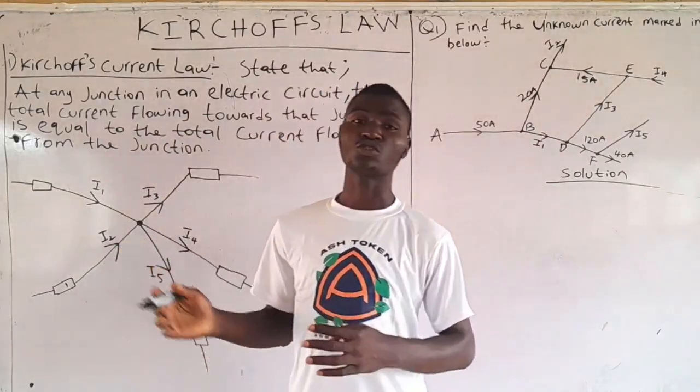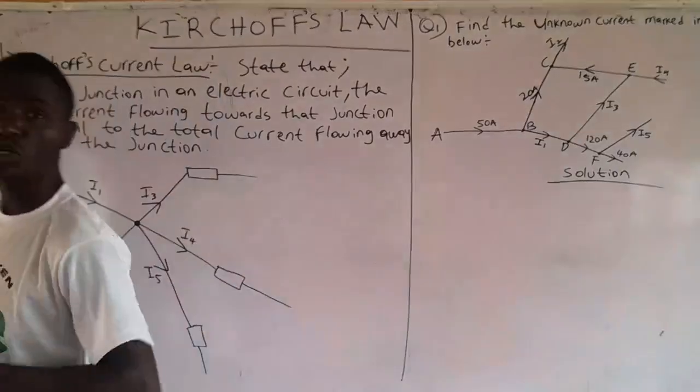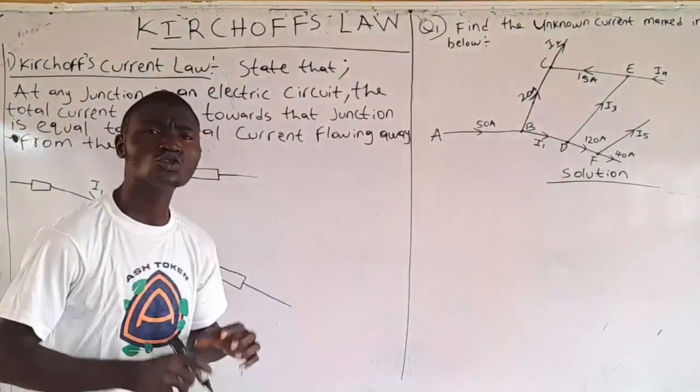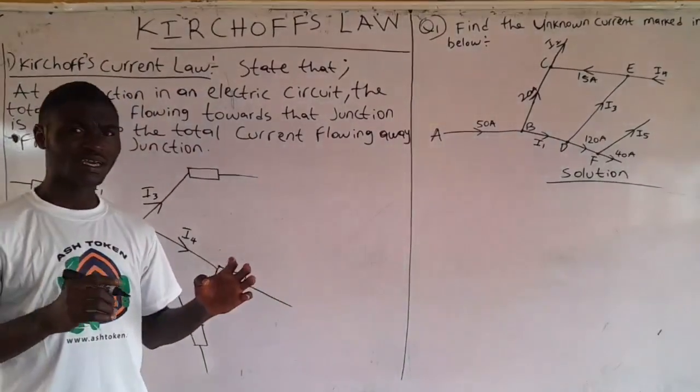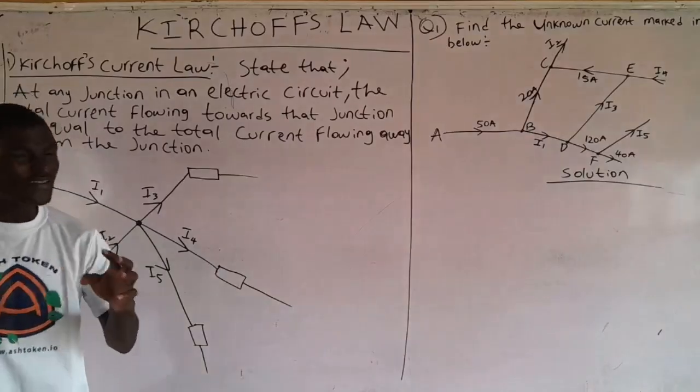Looking at Kirchhoff's current law and Kirchhoff's voltage law. So what's Kirchhoff's current law? Kirchhoff's current law states that at any junction in an electric circuit, the total sum of currents entering a junction is equal to the total sum of currents leaving that junction.